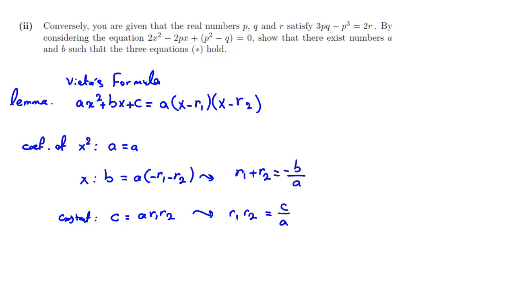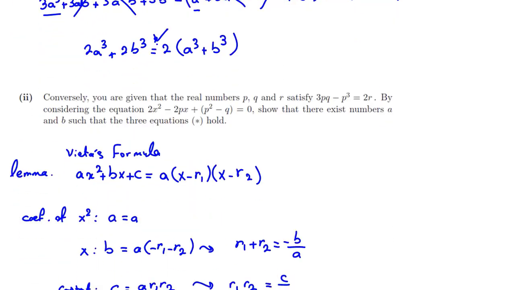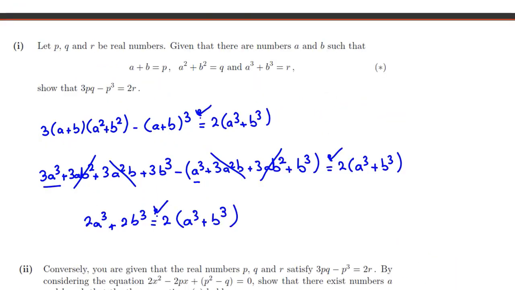And here it says, okay, p, q, r are these, considering this equation, show that there exist numbers a and b such that the three equations hold. Okay, so here let's consider the sum of the roots r1 plus r2. By this formula, it is negative b over a. So negative 2p over 2, which will be p. The product r1 times r2 is c over a, which is (p squared minus q) over 2. The problem says r1 plus r2 is p. A and b are the roots.